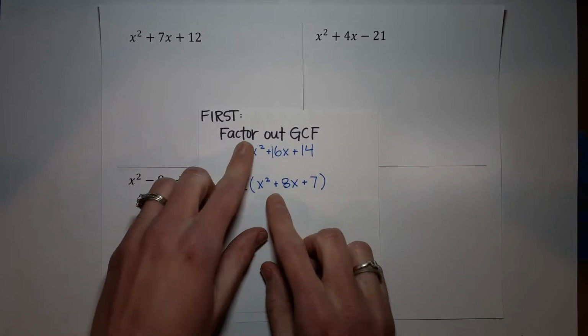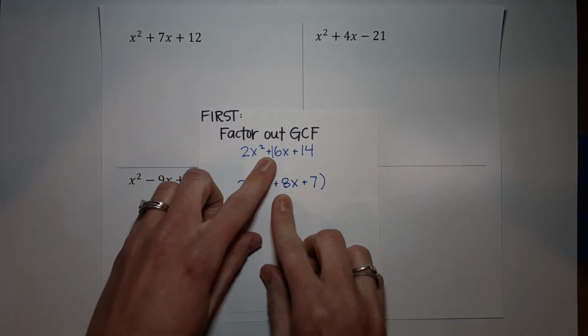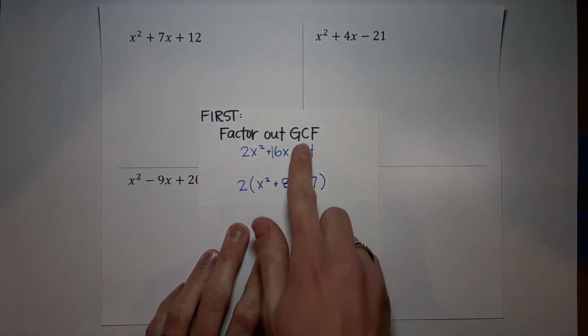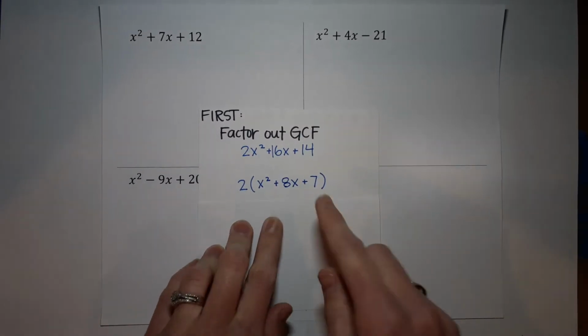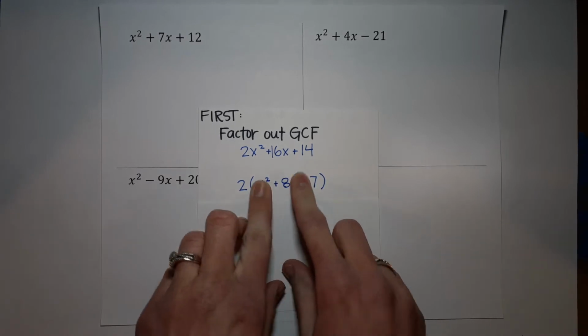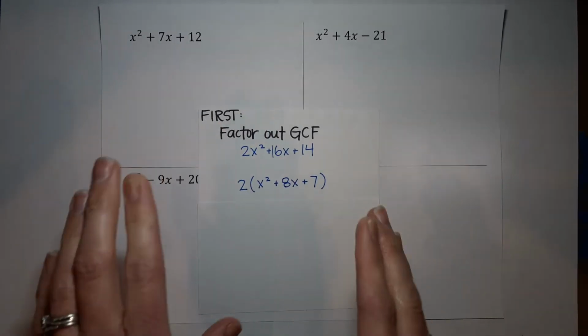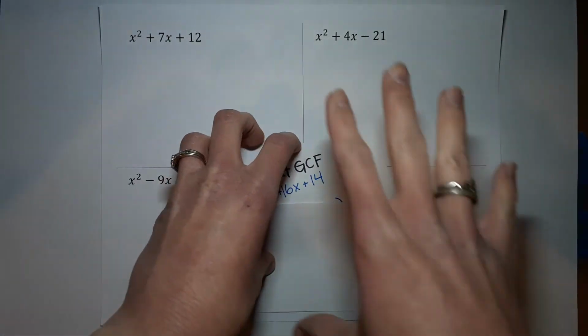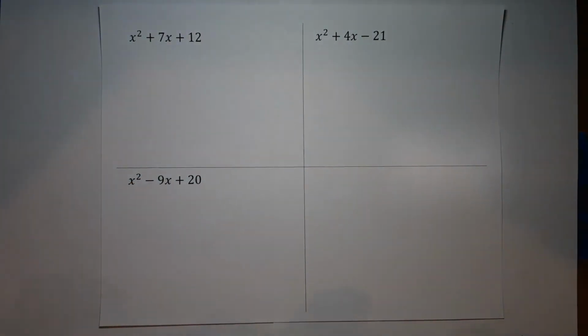Okay, when I pull a 2 out, I'm left with an x squared, an 8x, and a 7. If I were to distribute that 2 back in, I would get this. Why do I pull that out? This is much easier to factor than this. So we always want to check that. That doesn't apply to any of the problems we're doing in this video today, but it's really important to get in the habit of checking that.